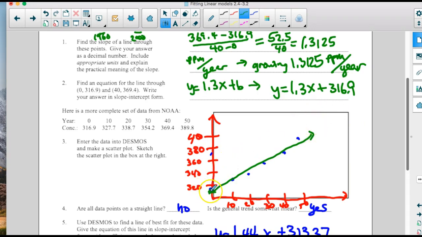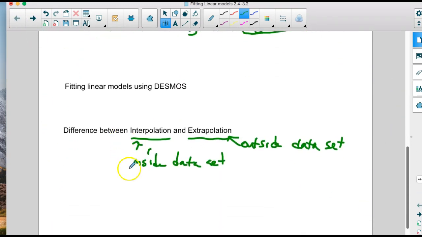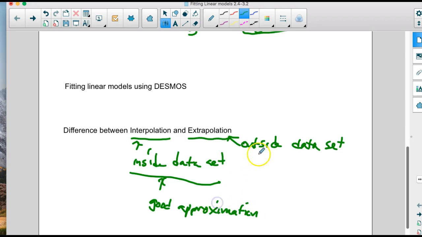If we're predicting between 0 and 60, like maybe we want to know 1965 or 1975 or 1978, that would be interpolation. It's in between the values that are given. So we can do that a little bit easier. This is usually a good approximation. And this may not be a good approximation, depending on whether the thing keeps going straight.